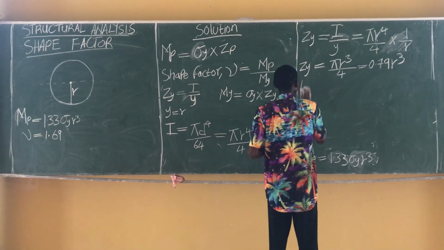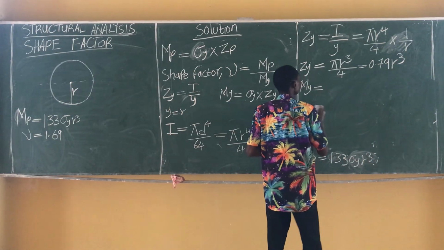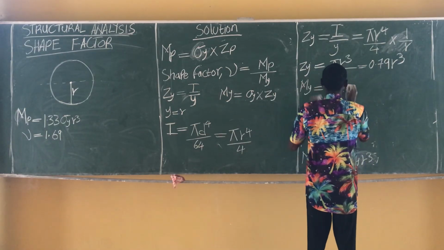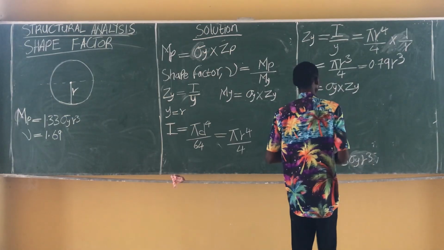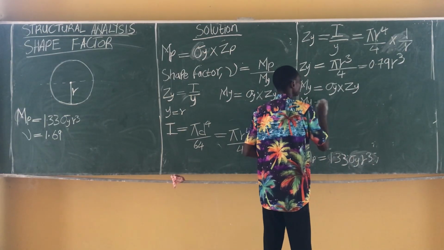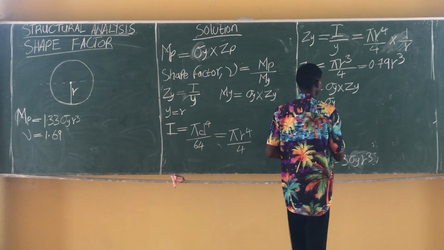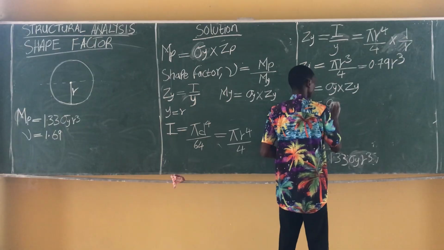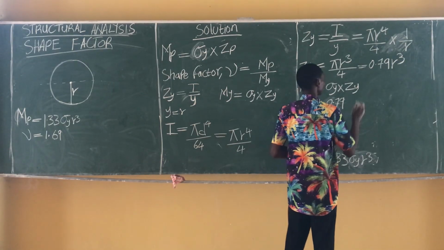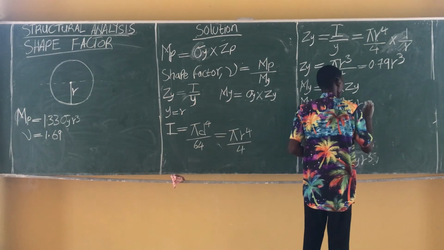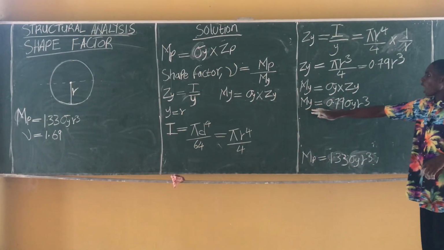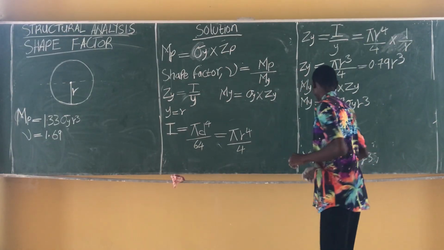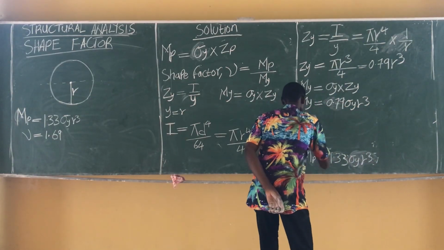So our elastic moment, My, is equal to our yield stress times our elastic section modulus. Okay, so our My is equal to sigma y times 0.79 r cubed. So if we arrange that, it is equal to 0.79 sigma y r cubed. So having gotten the value for our elastic moment and our plastic moment, we simply substitute in the value to get our shape factor.